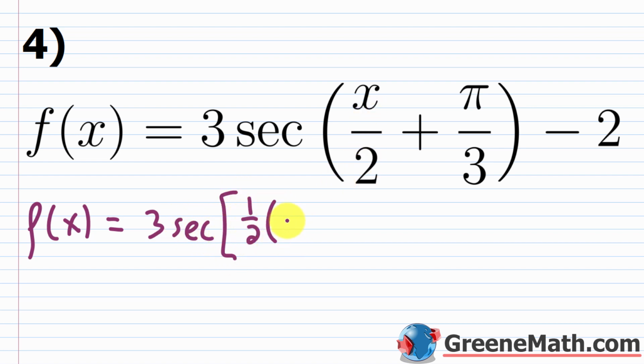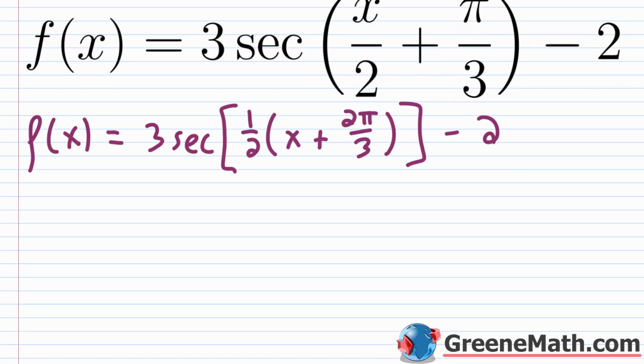And then inside you'd have your x plus, how do I undo multiplication by a half? You need to multiply by 2. So you'd have 2 times pi over 3, which is 2 pi over 3. And then we'd have minus 2 here. So just sliding down, we just want the basic information. So what is the period here? That's going to be the standard period, which is 2 pi divided by 1/2. So that's going to be 4 pi.